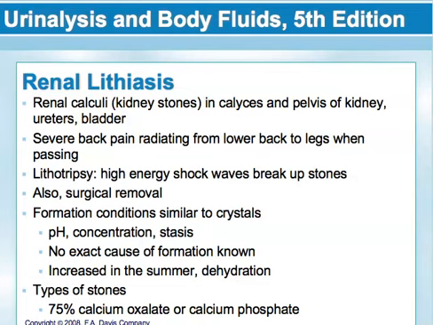And just like with crystals, pH and chemical concentration and urinary stasis can all play a role in the formation of stones. Analysis of the chemical composition of the stone helps to play a role in the management of stones. 75% of the renal calculi are composed of calcium oxalate or calcium phosphate. Your urinary findings for this one, hematuria is going to be the primary finding and crystals in the microscopic.